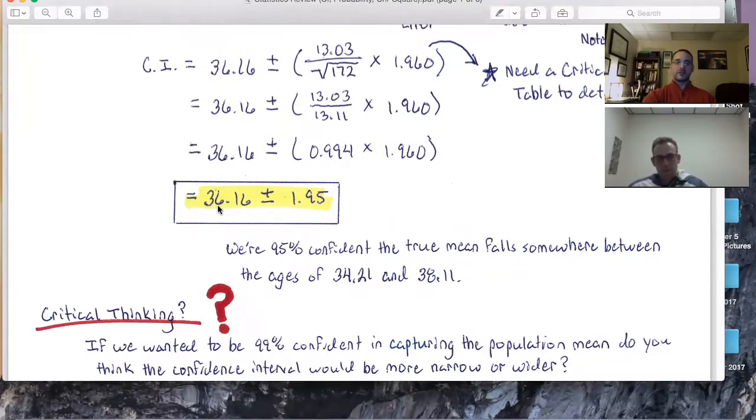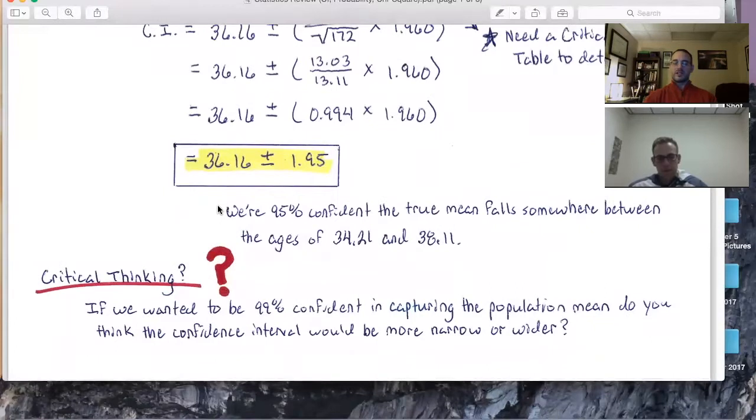So here's the critical thinking question as a follow-up. Let's assume that instead of a 95% confidence interval, I asked you, or other students in the class, to calculate a 99% confidence interval in capturing that population mean. Do we think that that confidence interval would be more narrow around this mean, or would it be wider?